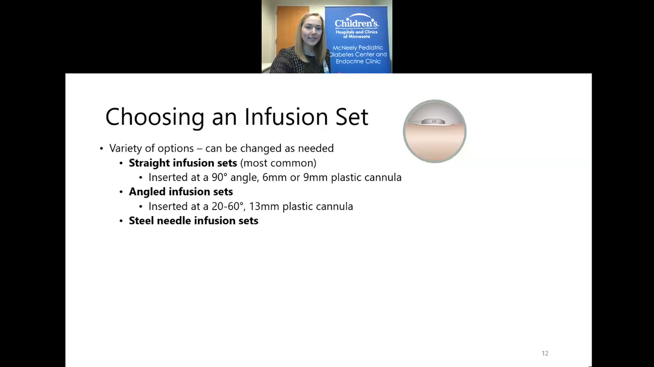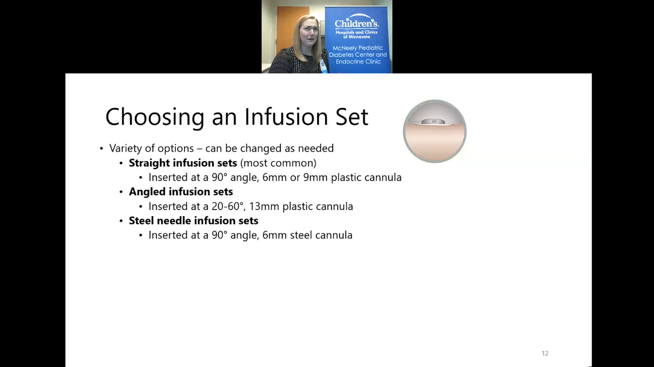All right, and the last type is a steel needle infusion set. So the steel needle infusion set is also inserted at a 90-degree angle. It's 6 millimeters in length, and the biggest difference is this is, as it says in the title, a steel cannula. So for this, the steel needle gets inserted, does not retract, and does not leave a plastic cannula. The needle just stays in your skin, and that is how the insulin gets infused.